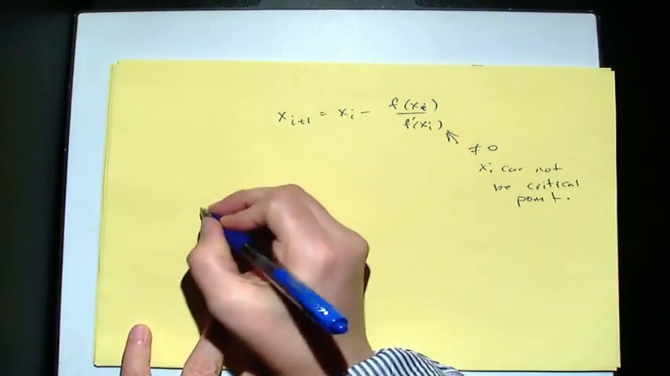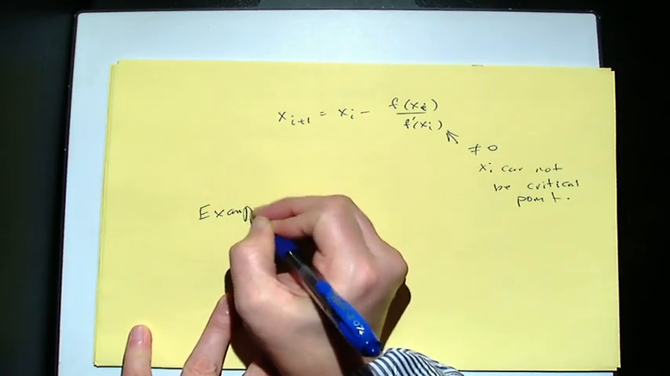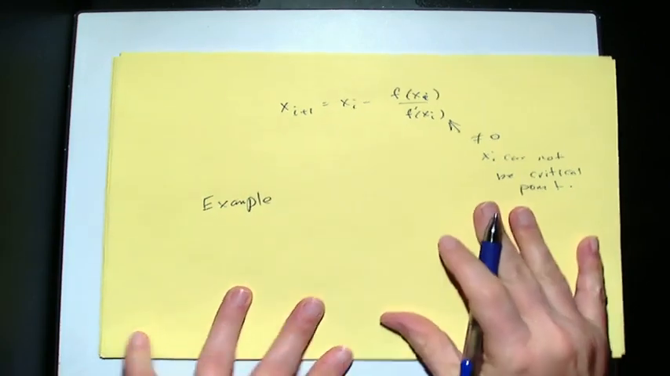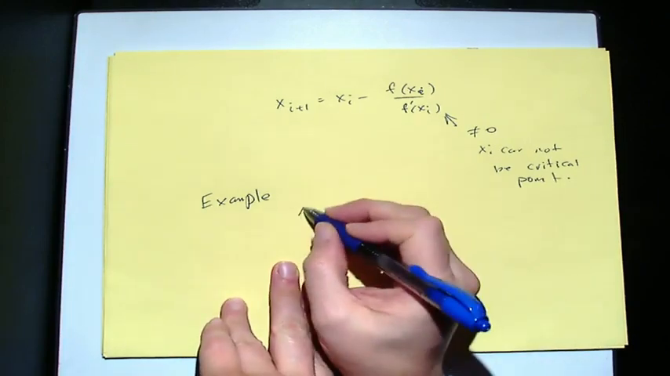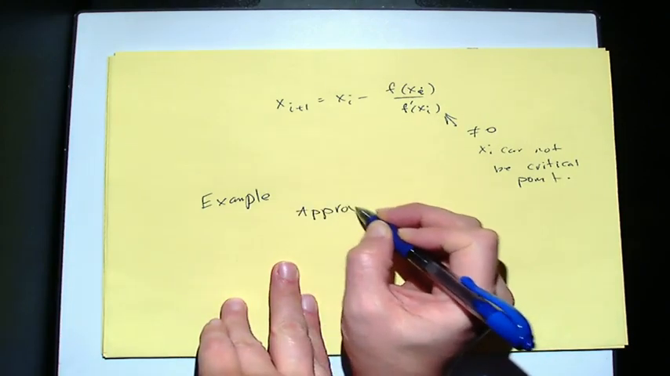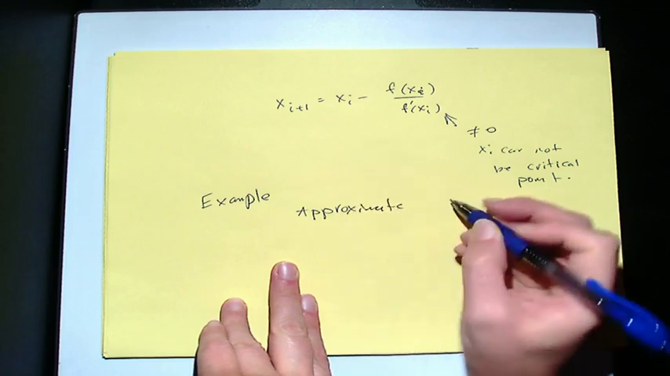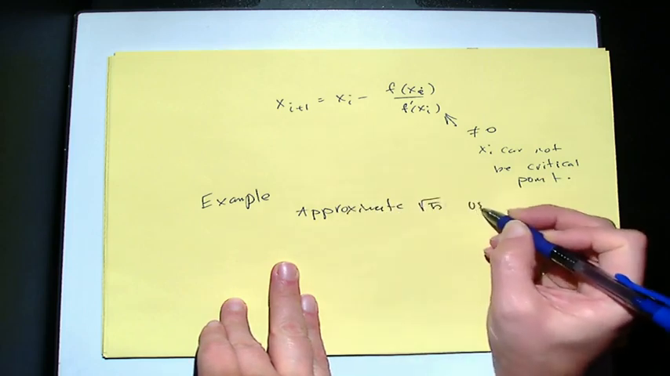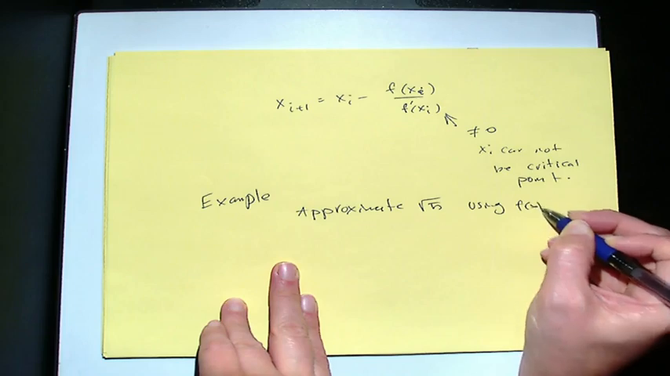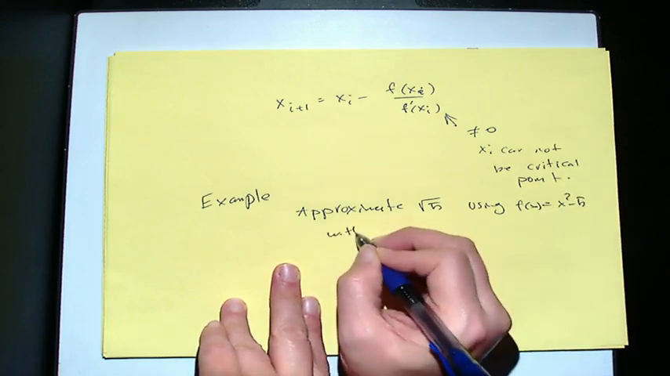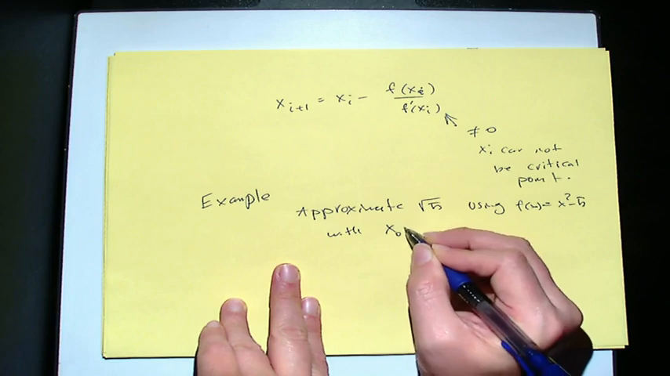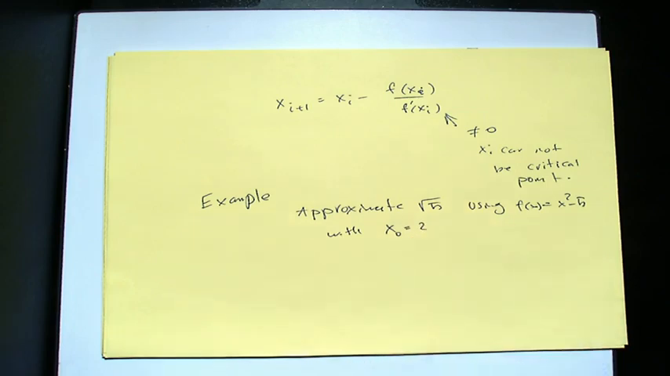So now, let's try to find, I do only one example. You guys do 3 examples just like this in the lab, basically. So approximate the square root of 5 using f of x equal to x squared minus 5 with the starting point of the sequence equal to 2.